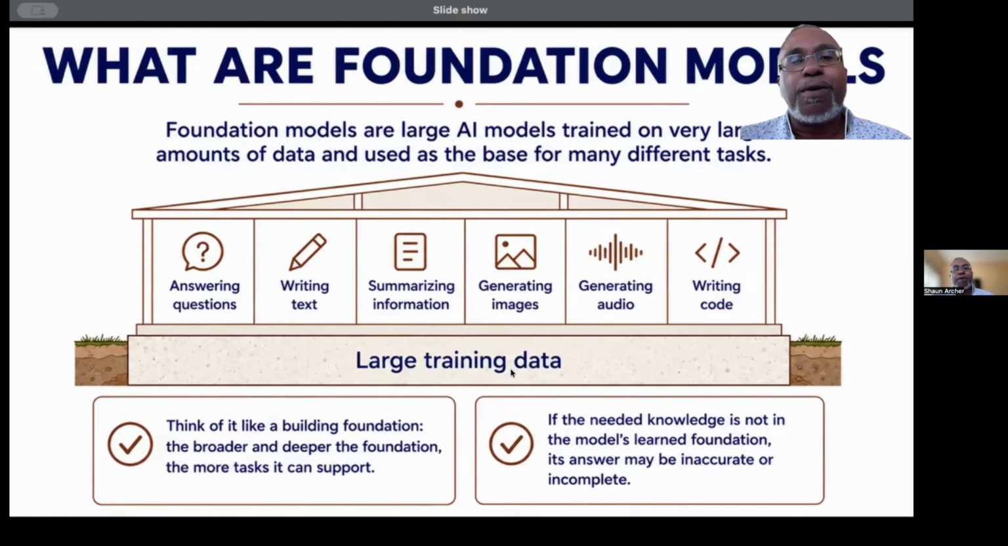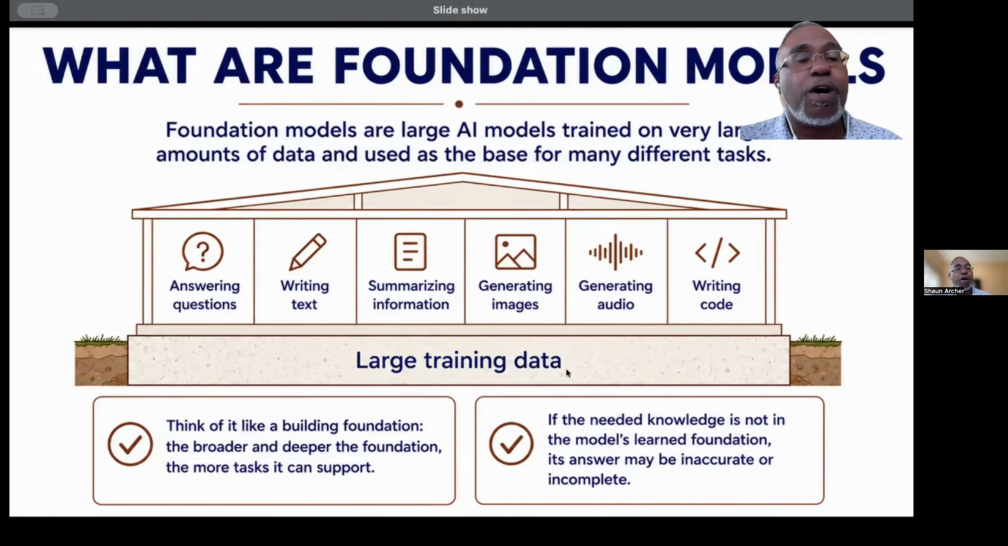The way these models actually work is that they don't actually know the answer to anything. They look at what is in their foundation and they make an educated guess as to what the next set of information would be or should be that they should say. All right. If it's a text model, what they should write. If it's a speech model, what they should say.